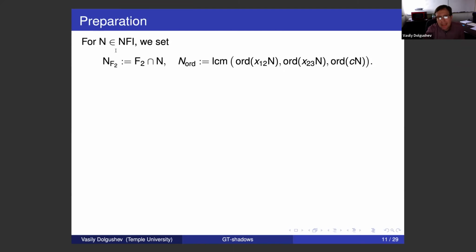And whenever I have an element in this poset, I can do two things, and it will also be important. I take N and intersect it with F2. Then I get a finite index normal subgroup in F2. Or I can consider cosets of X1,2, X2,3, and C. These cosets will be elements of a finite group, so they will have finite orders. I can take the least common multiple of all these orders. So given N, I'm going to produce N_F2 and this positive integer, N ord.